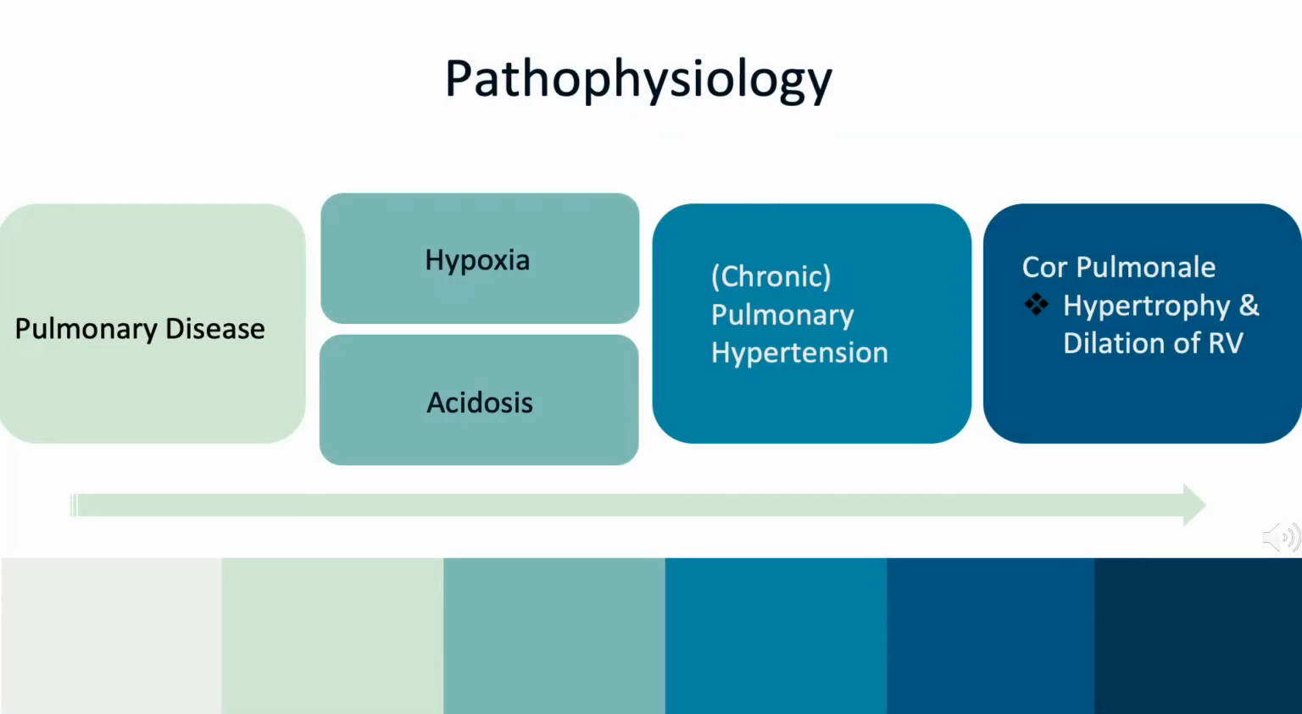The pathophysiology for cor pulmonale starts off due to pulmonary disease that affects the heart's right ventricle. This can either lead to hypoxia, where there is an inadequate amount of oxygen supply, or respiratory acidosis. Both instances, however, lead to pulmonary hypertension, and if continued resistance occurs, hypertrophy and or dilation of the right ventricle will happen.